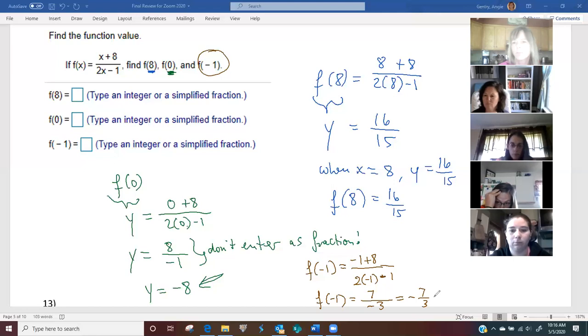Simplified improper. So if these two had something in common, you do need to simplify. All is well? Okay.